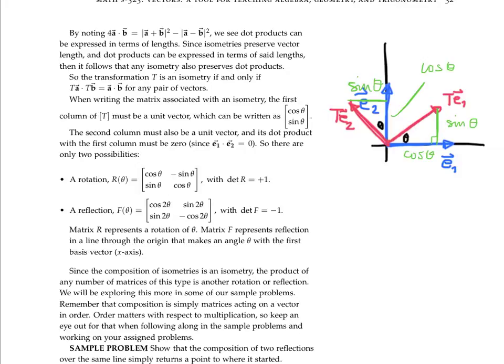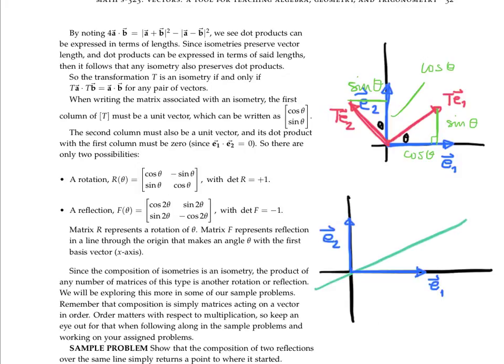Let's do the same thing with a reflection. Now here's our setup for a reflection. When we talk about reflections, we talk about reflecting over a line, and when we're dealing with matrix representations of reflections, we have to be clear about the angle theta that line makes with the positive x-axis. So theta is right here.